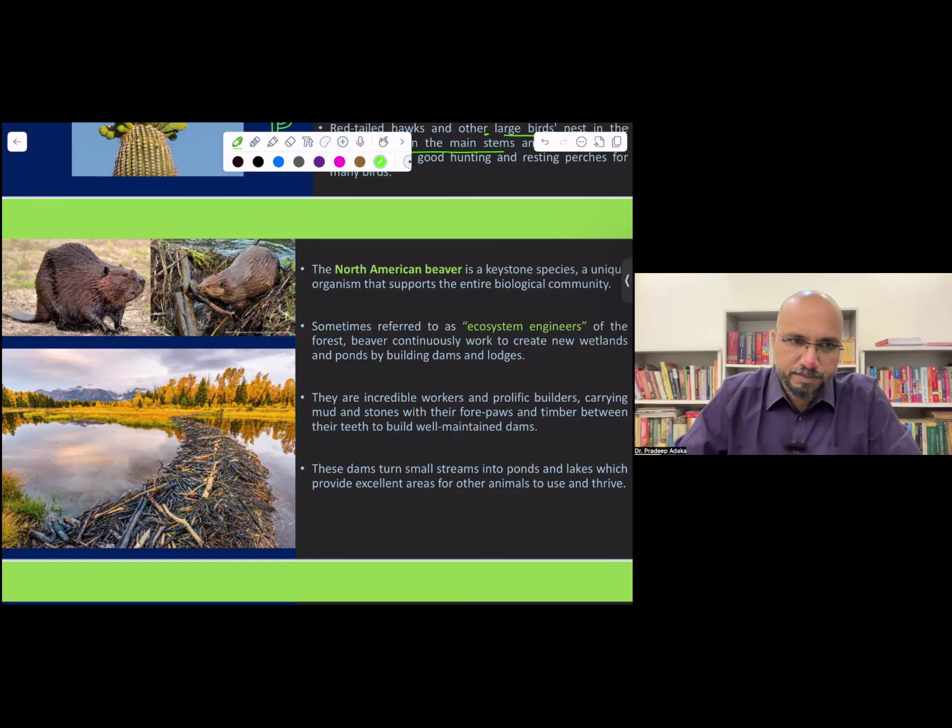So North American beaver. These beavers are rodents, rat family rodents. North American beaver is a keystone species, a unique organism that supports the entire biological community. What they do is they collect pieces of wood, branches, and they build a dam across the stream. If there is a small stream, they will build a dam across the small stream, so water will accumulate on the leeward side, right?